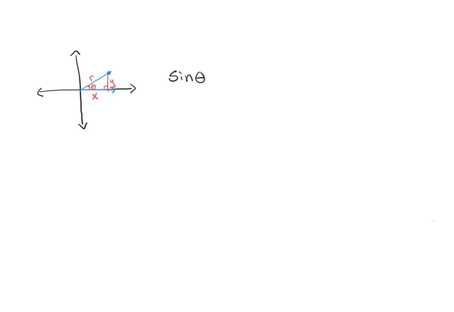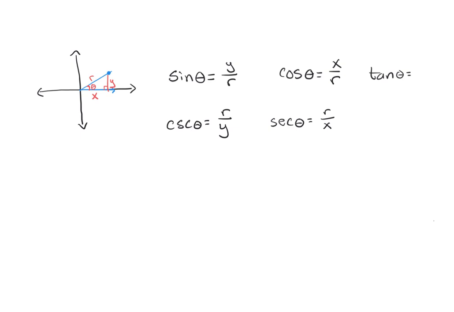So sine of theta is equal to opposite over hypotenuse, so in this case y over r, and then cosecant is the reciprocal, that's going to be r over y. Cosine of theta, adjacent over hypotenuse, so that's x over r. So then secant theta, reciprocal, r over x. And then tangent of theta, opposite over adjacent, is y over x, and cotangent is x over y.